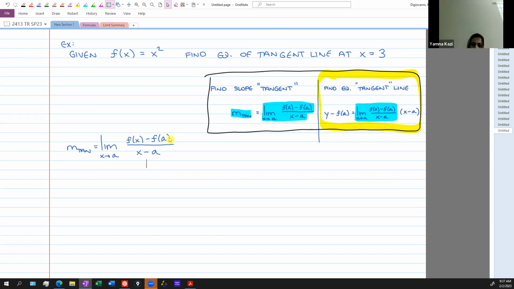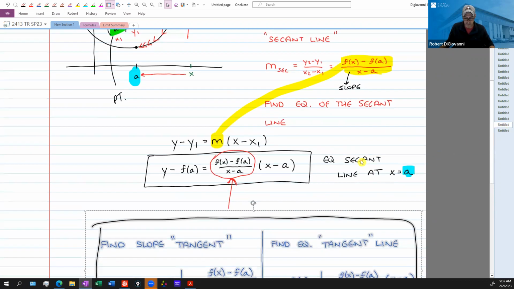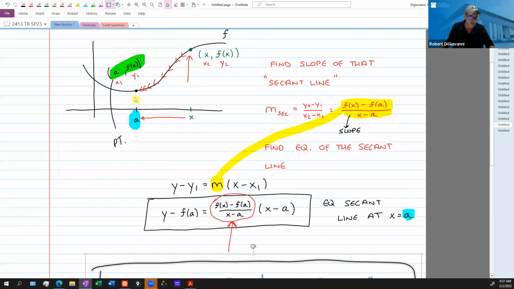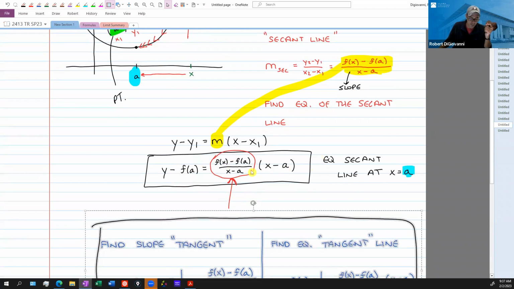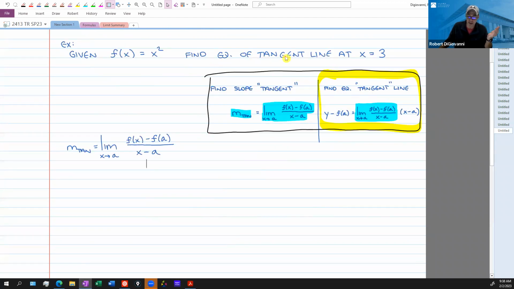X squared. That's the function. The function is x squared. So this is a little bit tricky. Let me go back to this. Remember, our anchor point was a. That's the point we're going to leave alone, and then we're going to move the other one towards it. When I wrote this formula, I said it would be the equation of the secant line at x equals a. So when you're given the problem and it says find the equation of the secant line at x equals, let's say, 3 or -2 or whatever it is, this number will always be the a. That's the anchor point.